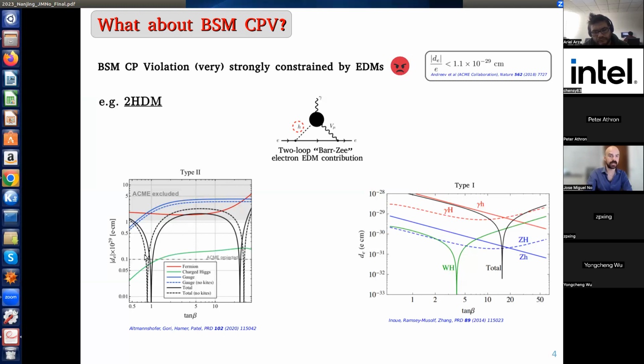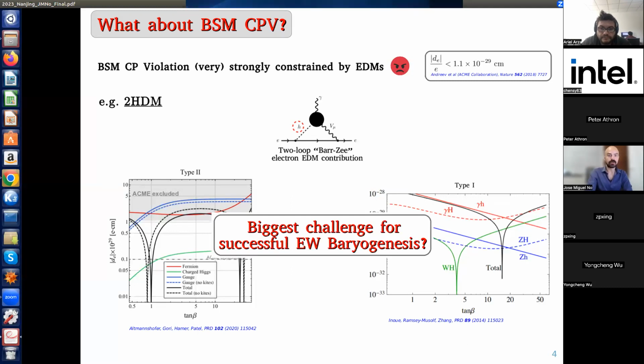So currently you are here, and in the future you will be here, and it would be even more difficult. You will even have to tune more the value of tan beta in order to escape this. And for the type 1 Higgs doublet model, the situation is very similar, just with different combinations of diagrams. So all in all, one could argue that CP violation is the biggest challenge for successful electroweak baryogenesis. This is also why one doesn't find so many papers written on this, because it's actually very difficult to address this in a successful manner.